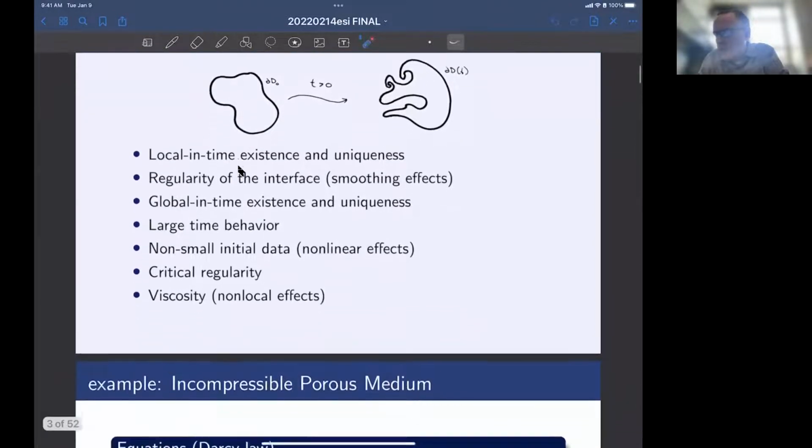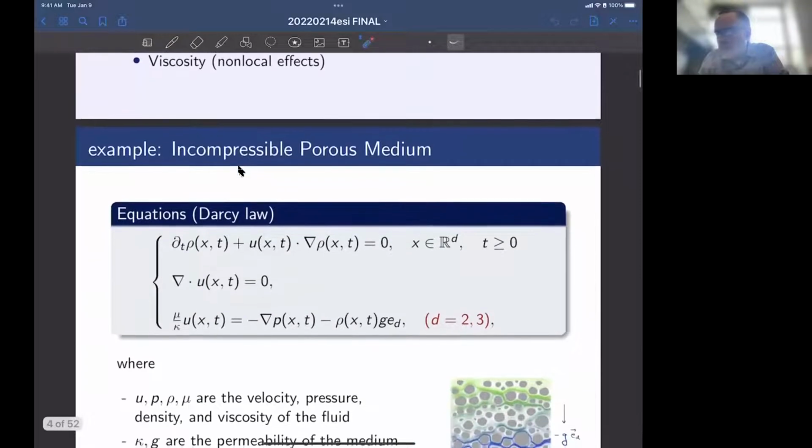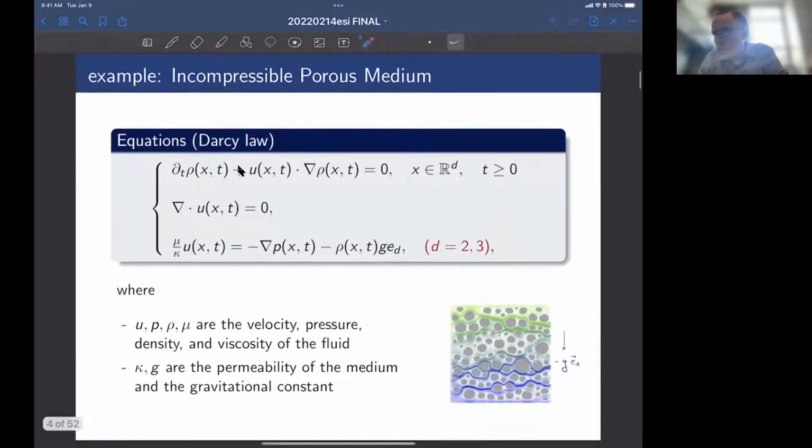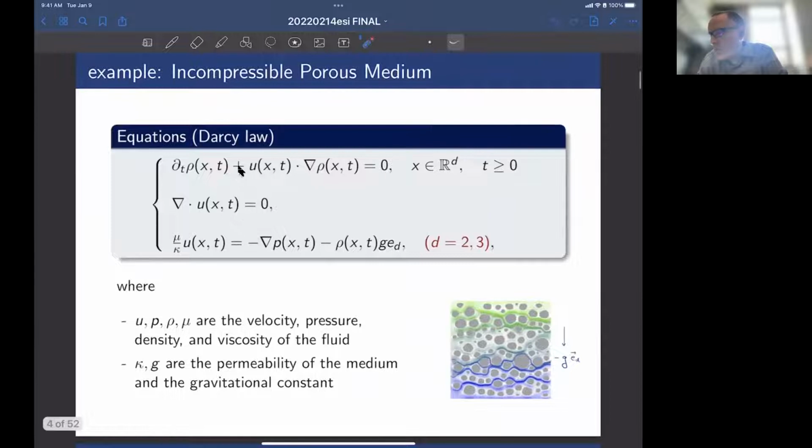these types of models. And so some examples: first is the incompressible porous medium equation. And here you have the porous medium equation up top with partial t rho plus u dot grad rho equals 0. And you have a divergence free condition, divergence of u equals 0. And you have Darcy's law, which says the velocity is minus the gradient of the pressure minus the density rho, with the density pushing down due to the forces of gravity.